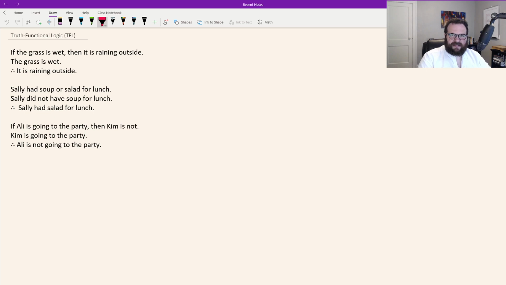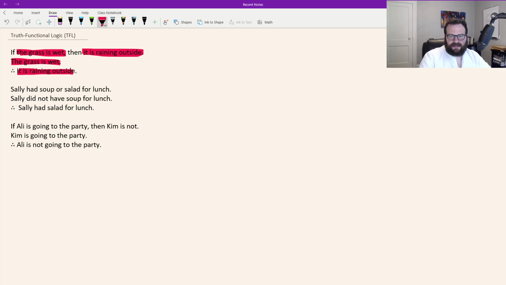But notice that there are smaller sentences within this larger sentence. The grass is wet. That could be true or false, right? So that's a sentence. Next, it is raining outside. That's another sentence. Okay. Premise two, the grass is wet. That's its own sentence. And lastly, it is raining outside.